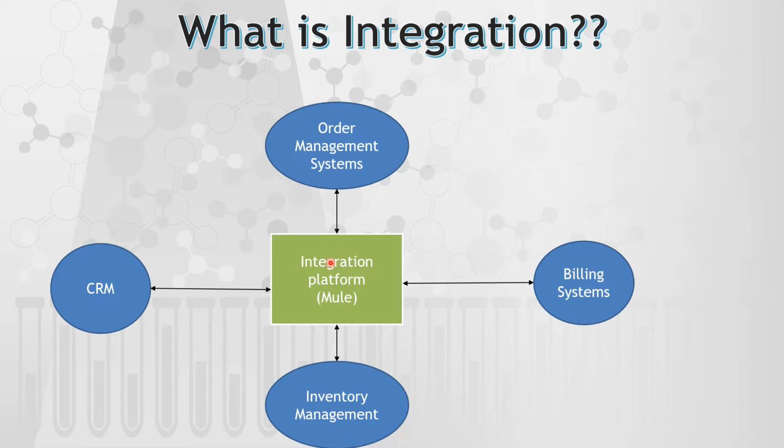Now why does it happen via an integration platform and why doesn't it happen directly between them? This is because these different applications, for example CRM or billing systems, don't have the capabilities to connect to different systems in different formats. For example, a billing system may be able to talk only in terms of SOAP API. It may not be able to connect to any REST API, or let's say any file transfer. It may not be able to support any file transfer. So in such scenarios, enterprise applications always use an integration platform which takes care of protocol transformation, data transformation, and orchestration of those requests.